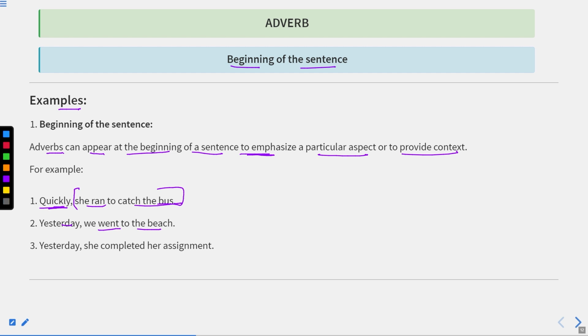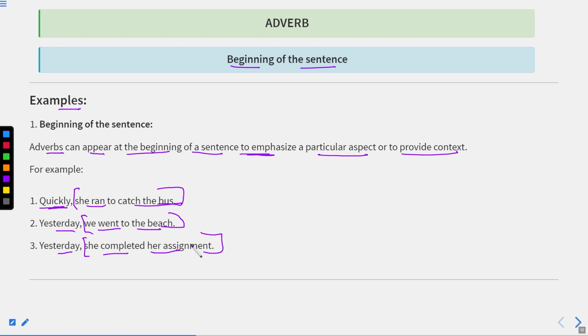Yesterday, we went to the beach. So yesterday shows that this action, which is given in the sentence, occurred the previous day. Yesterday, she completed her assignment. When we tell something to another person, we use a manner of speaking. So we can say, yesterday I went to the market, or yesterday when I went to the market. It means we are narrating a situation that happened the previous day, and that is why we are using this word before the sentence, just to show that this action was done in such a manner or at this time.